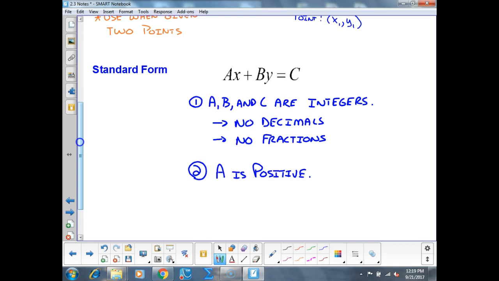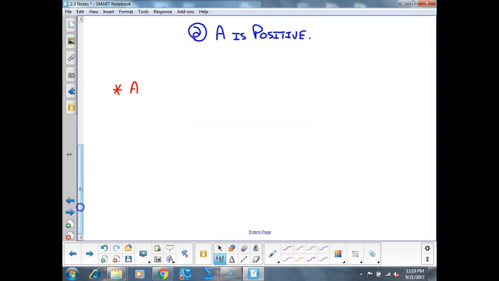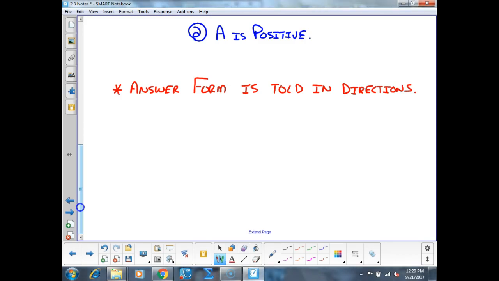Okay? Now, the form that I want you to give an answer in will be told to you in the directions. Sometimes I will say in standard form. Sometimes I will say in point slope form. Okay? If I don't say anything, then you can put it in whatever form you want, but the easiest one to put it in is going to be y equals mx plus b. Okay?